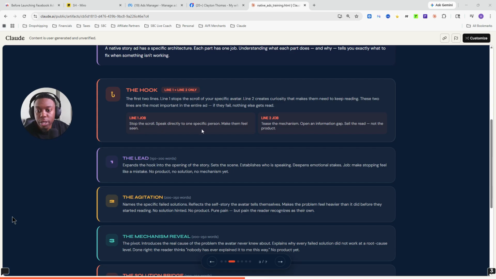Line one's job is to stop the scroll, speak directly to one specific person, make them feel seen. Line two: tease the mechanism, open an information gap, sell the read, not the product.